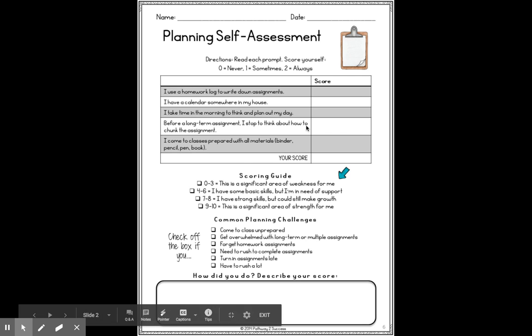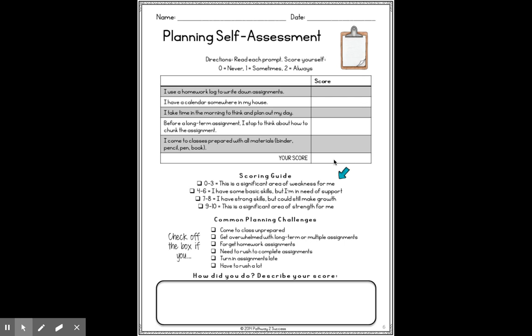When you're finished, you're going to add up all of the numbers over here, and please write your score here. Now, here is what the results will mean. If you scored a 0 to a 3, this is a significant area of weakness for you. If you scored a 4 to a 6, you have some basic skills, but you're in need of support. If you have a 7 to an 8, you have strong skills, but could still manage some growth. And if you have a 9 to a 10, this is a significant area of strength for you.